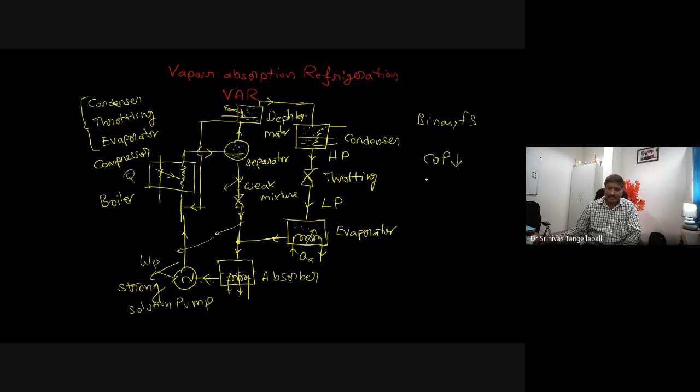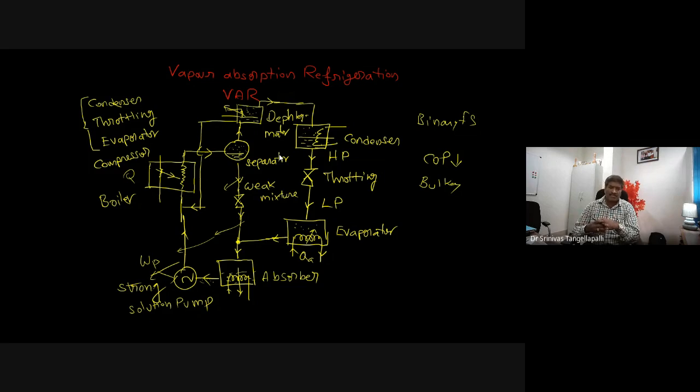Bulky. Disadvantage is bulky. Bulky means the size of this vapor absorption system is too high compared to the vapor compression refrigerant system. In vapor compression, see here, split AC, window AC, the size of the component, the mechanical compressor, is small. But it has so many components.